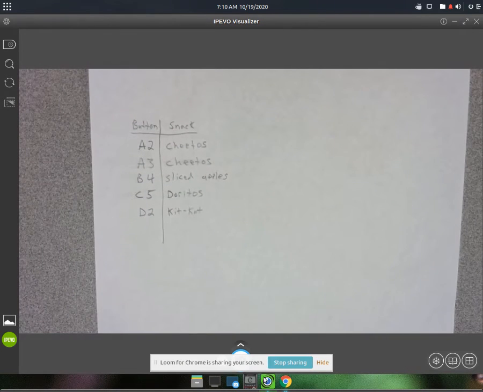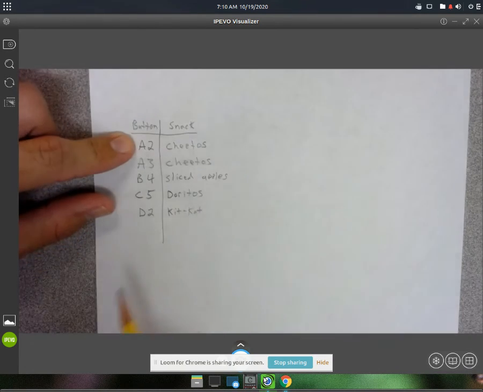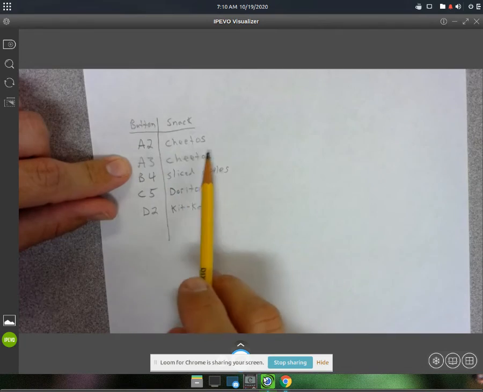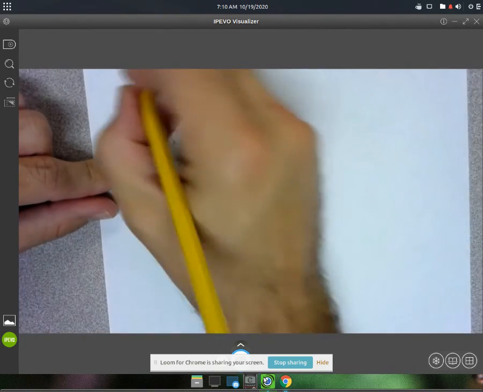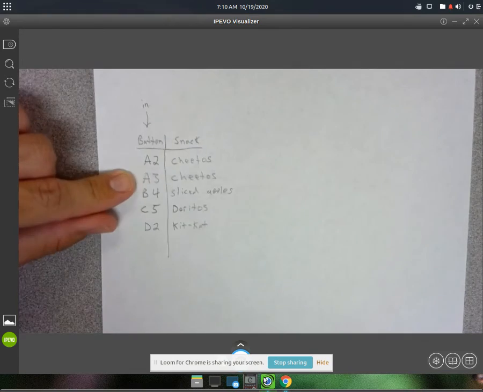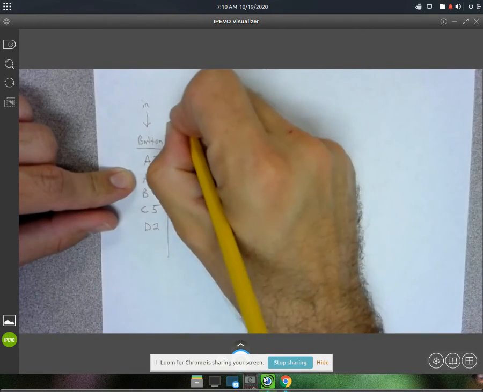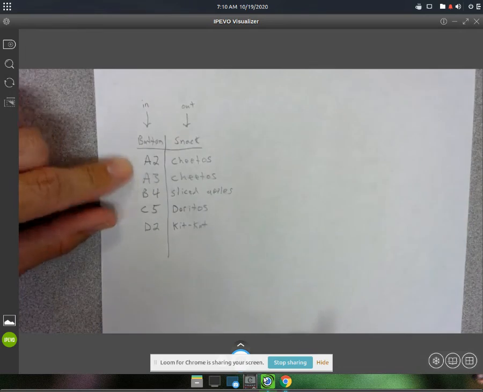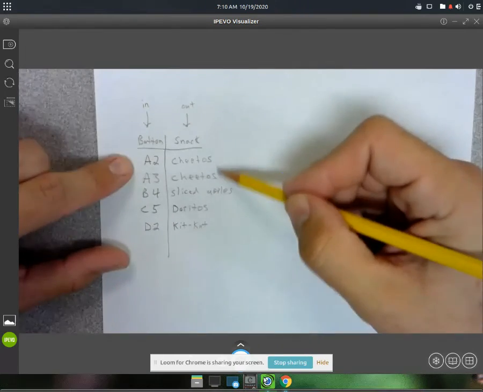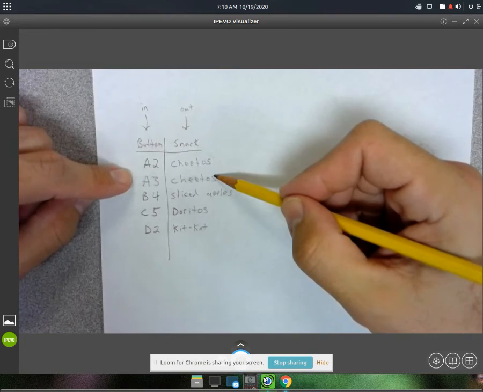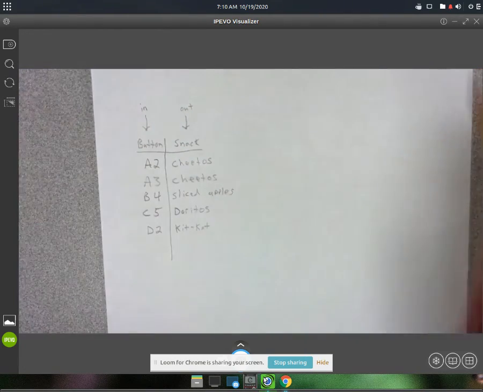Last example here, I've got a little t-table, and this is like the buttons you would press on, what do you call those things? A vending machine. The buttons you would press on a vending machine to get a certain snack. If you press A2 or A3, you're going to get Cheetos. This column represents my inputs, and the snack that you get back represents the outputs. You may be able to get Cheetos two different ways here, but that's okay.